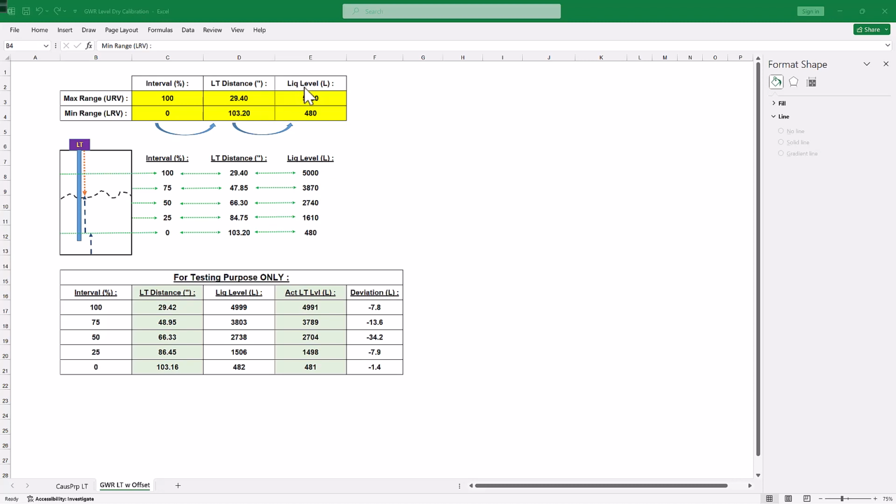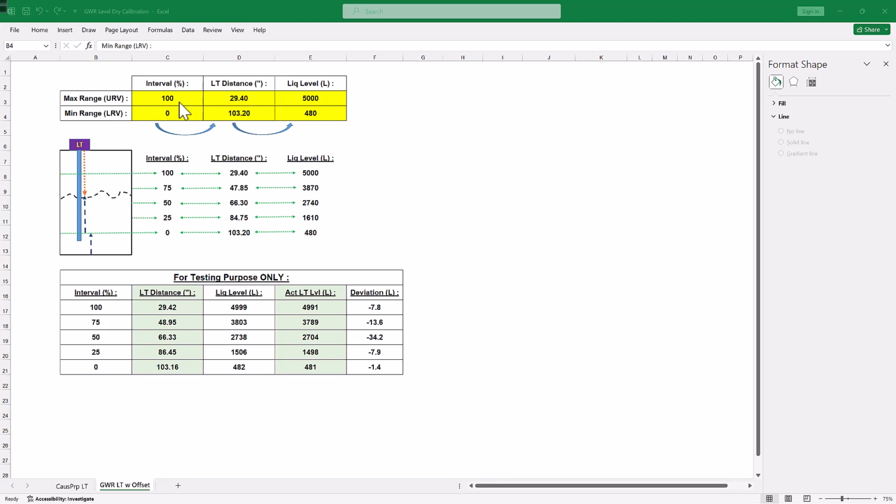The liquid level refers to the level from the zero reference line as shown here, or the LRV, low range value reference line at 0%, to the liquid surface here as shown in this dotted line arrow. So this is the distance and this is the level.